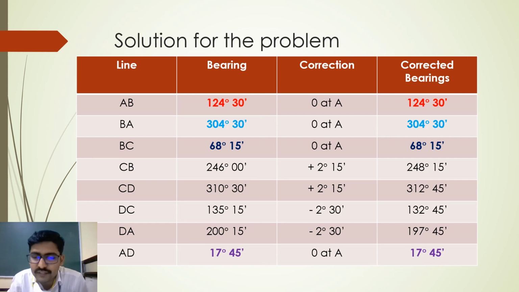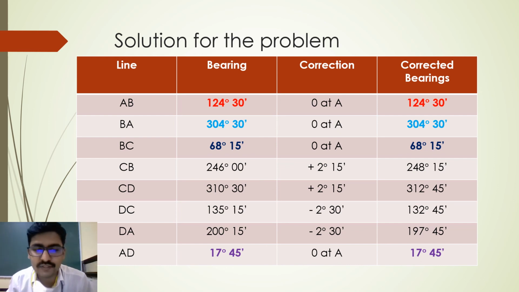And if I want to get the back bearing of DA, then I just have to either add 180 degree or subtract 180 degree. Since it is more than 180 degree, you need to subtract 180 from this. So when you subtract 180 degree from 197 degree 45 minutes, so how much it will be? It will be 17 degree 45 minutes. And if you just look at the observed bearing, it is 17 degree 45 minutes only. So that means what? The solution is complete. So this is how the solution has to be carried out.